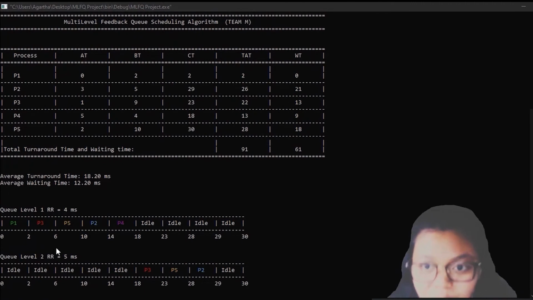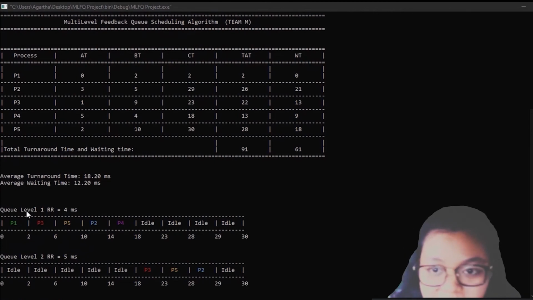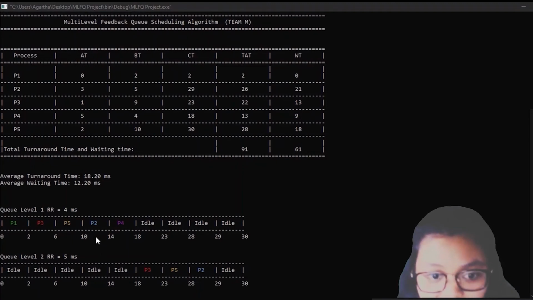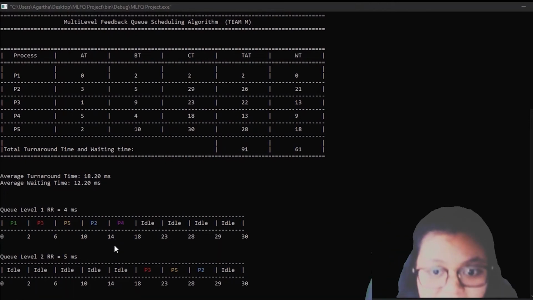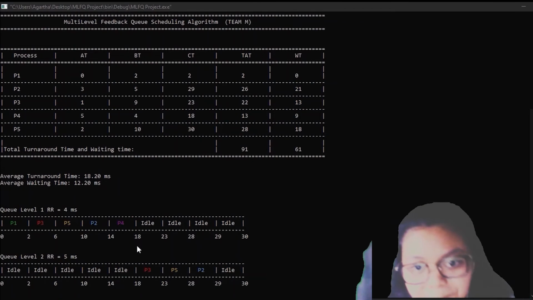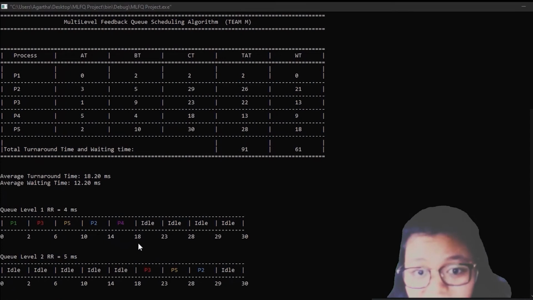At 6 milliseconds, P5 was ready to execute in the first queue and ended at 10 milliseconds. Since P5 has 5 more remaining milliseconds, it shifted to the second queue. At 10 milliseconds, P2 was ready to execute in the first queue. We can see that P2 started at 10 milliseconds and ended at 14 milliseconds. So, at time 14 milliseconds, P4 was ready to execute in the first queue and ended at 18 milliseconds. So, P4 completes its burst time. We can see that all processes were completely executed in the first queue.